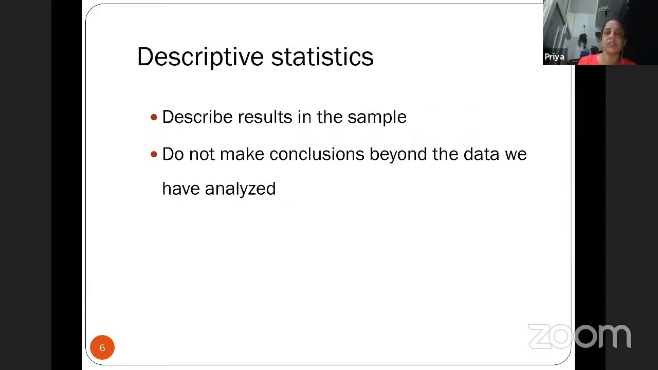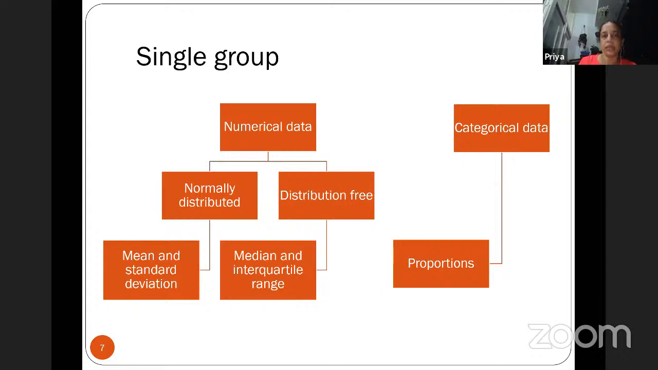Now, in descriptive statistics, we describe results in the sample. Okay? We do not make conclusions beyond the sample, beyond the data that we have analyzed. Let's see how we can do that.